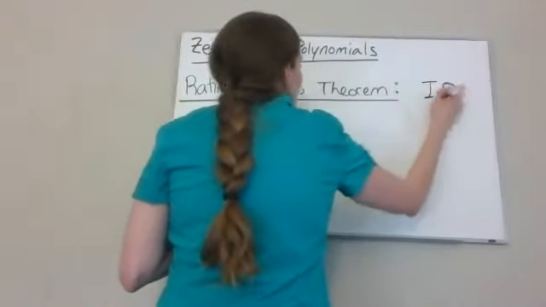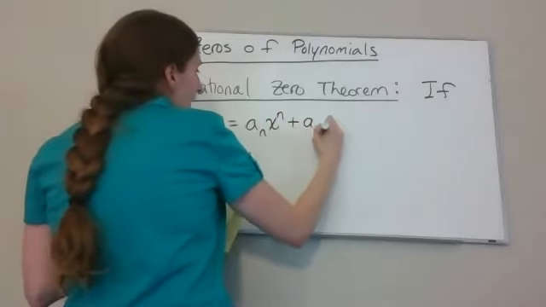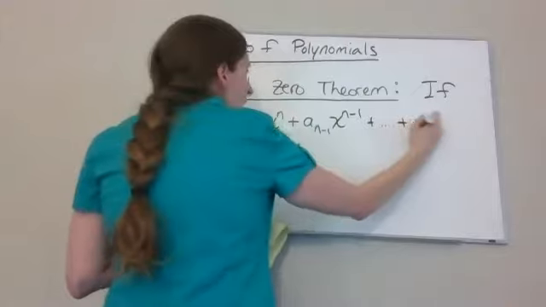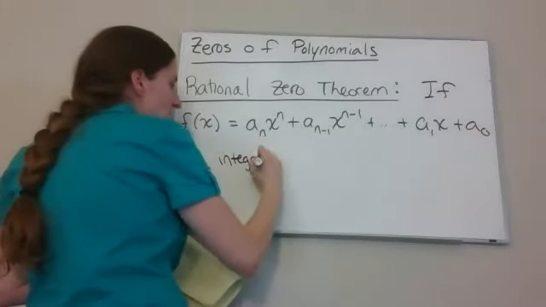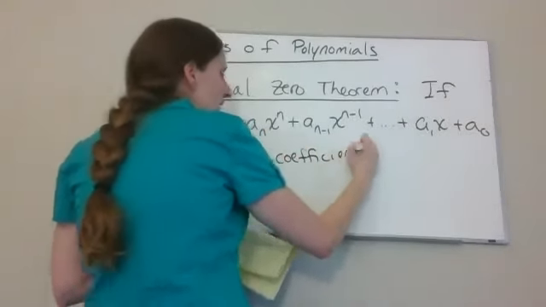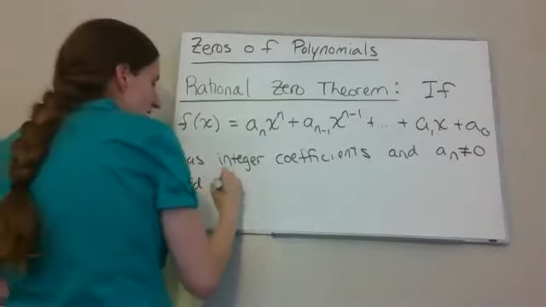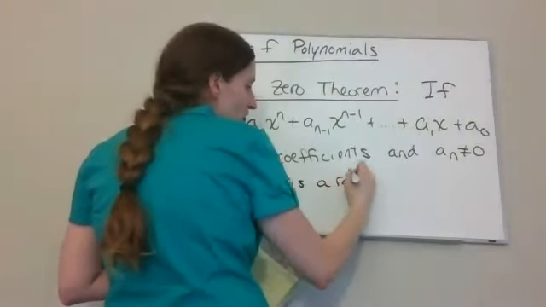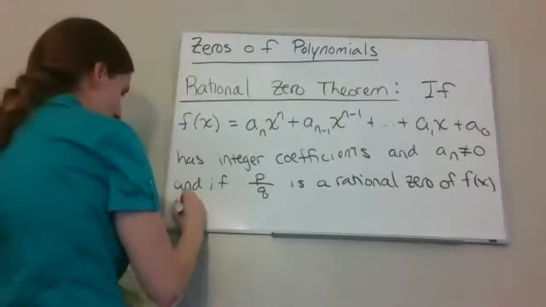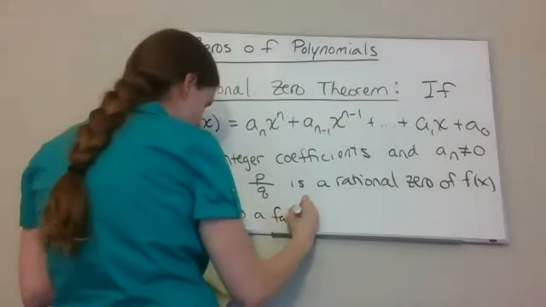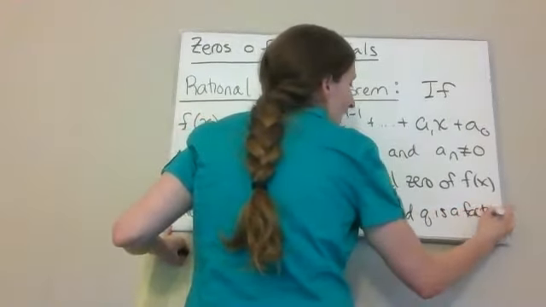So if f of x is a polynomial that looks like a_n x to the n plus a_(n-1) x to the n minus 1, all the way through a_1 x plus a_0, and if this function has integer coefficients and a_n is not 0, and if p over q is a rational zero of f, then p is a factor of a_0 and q is a factor of a_n.